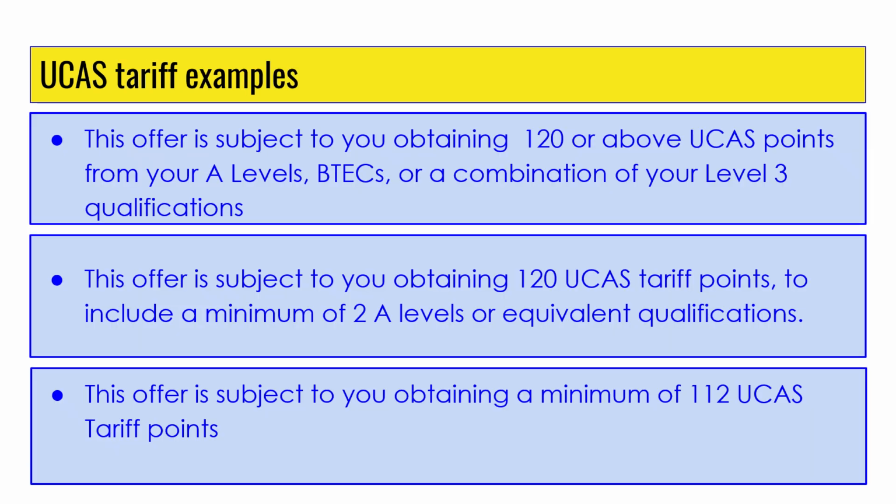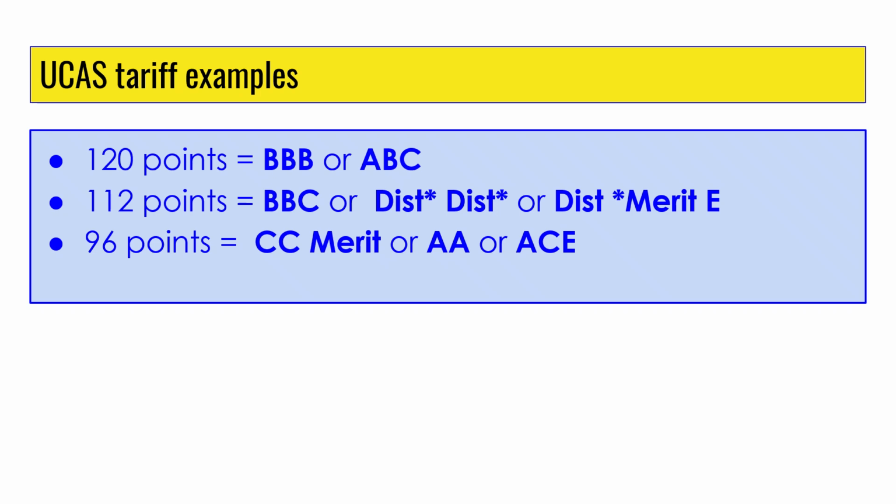So, looking at some of the examples that you might get for your UCAS tariff, it may be that, for example, you have to achieve 120 points or above from just a combination of subjects. It may be that you need to achieve 120, and that comes from 2 A-level subjects or equivalent qualifications. And similarly, you could get something just as straightforward as saying you need to achieve a minimum of 112 UCAS points. So to look at how some of those things might come about, to get 120, you might need 3 Bs or an A, a B and a C.